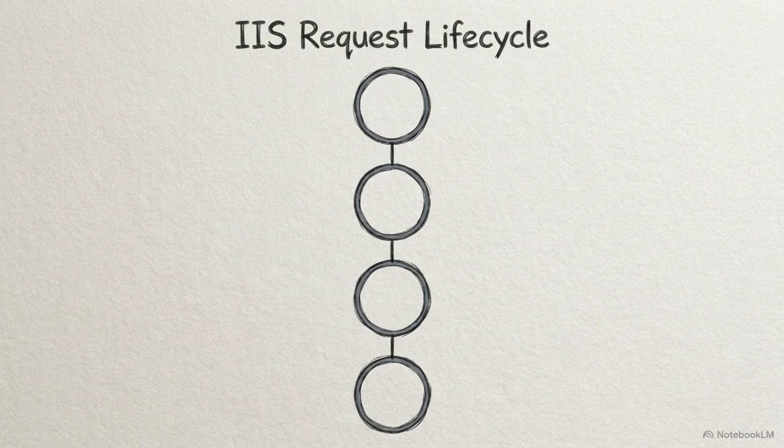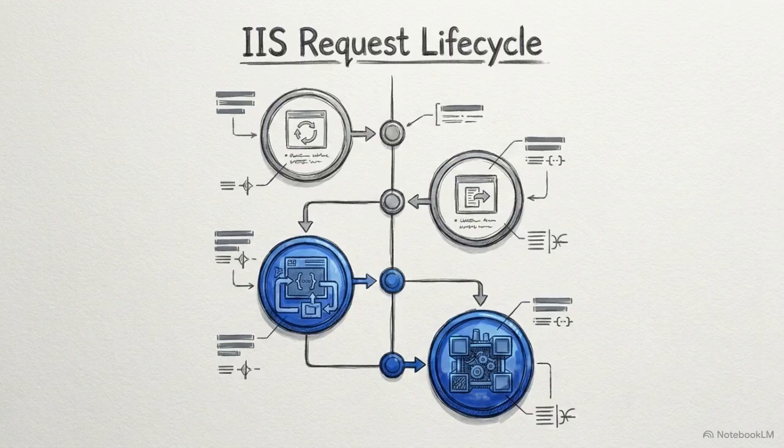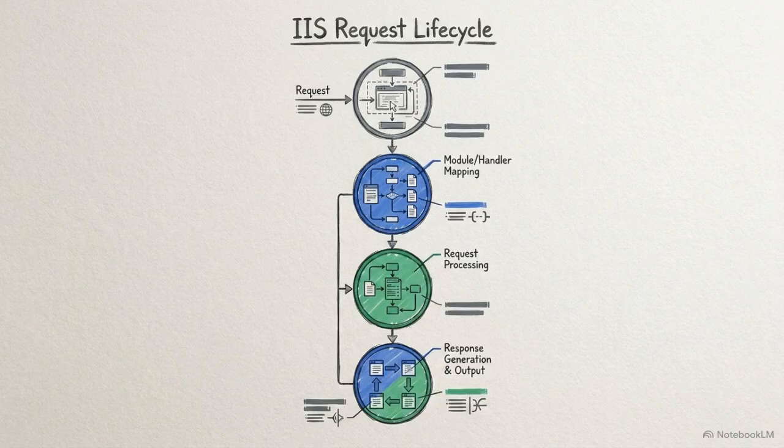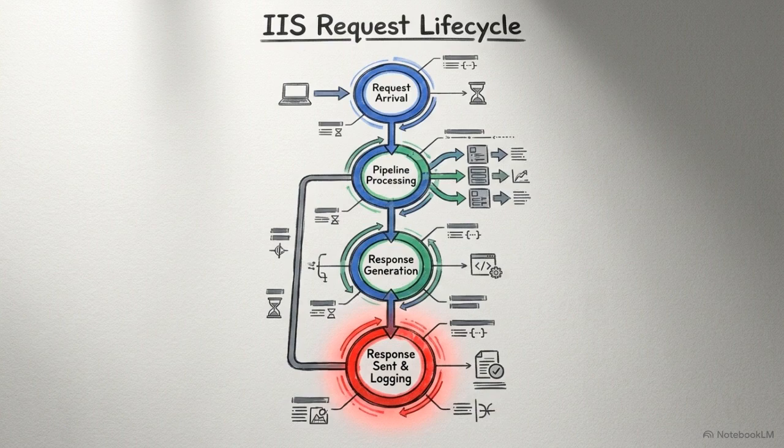This visual summarizes the mental model you need for IIS. 1. HTTP.sys catches the request in kernel mode. 2. It passes it to the W3WP worker process. 3. It navigates the managed pipeline from authentication to the application code. And 4. The finished response makes the return trip. Memorize this flow, and you will always know exactly where your web requests are living and where they are failing.